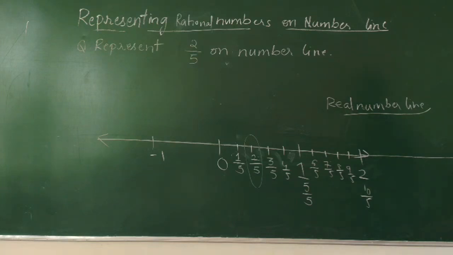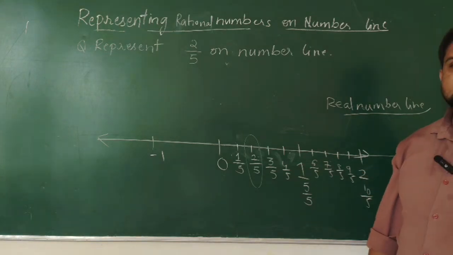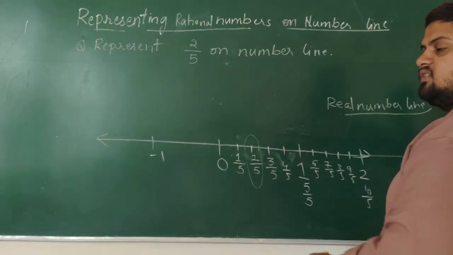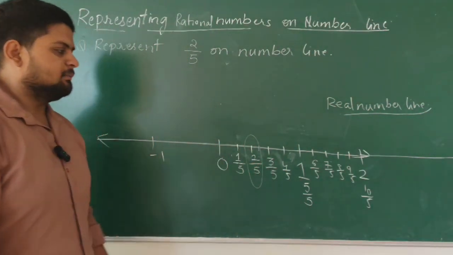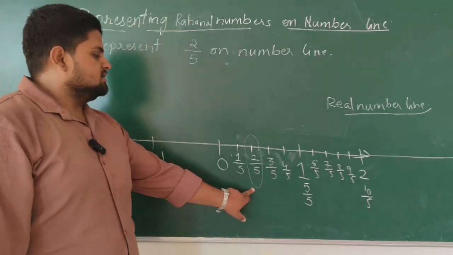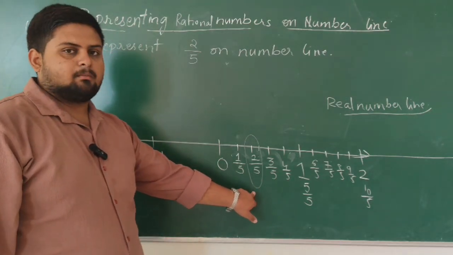See here in the number line we always have this arrow mark which represents the number line can be extended infinitely. So there is no end for numbers even on the number line. So this is how we'll represent a fraction on the number line.